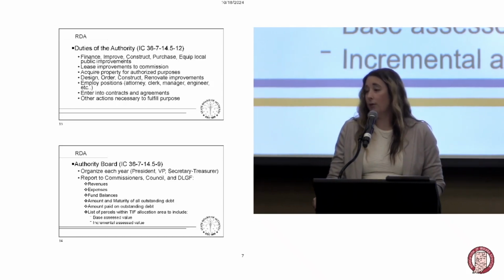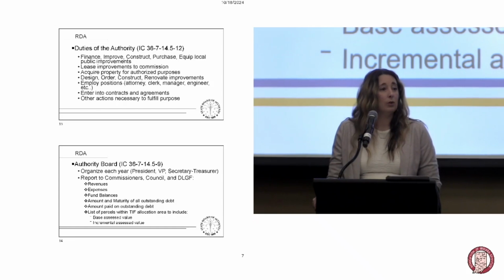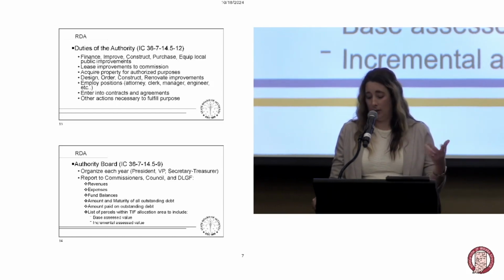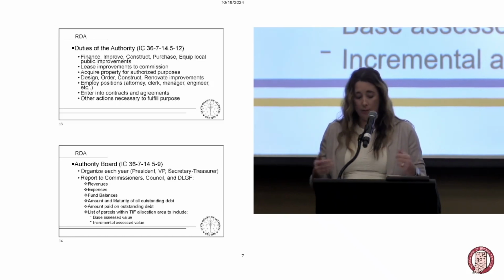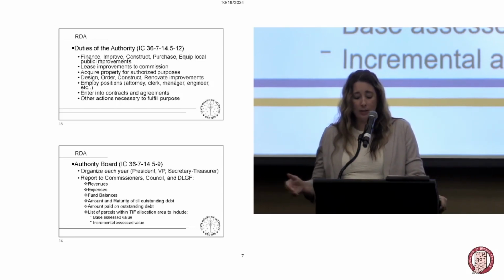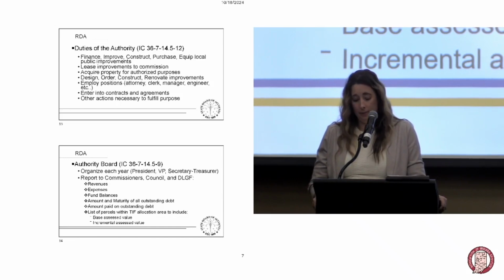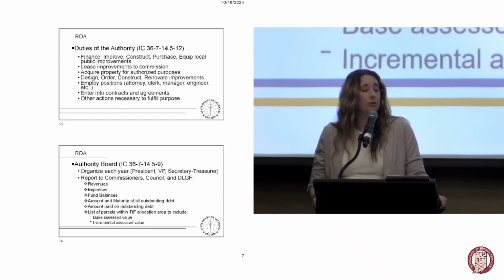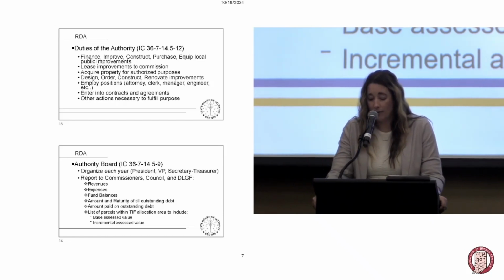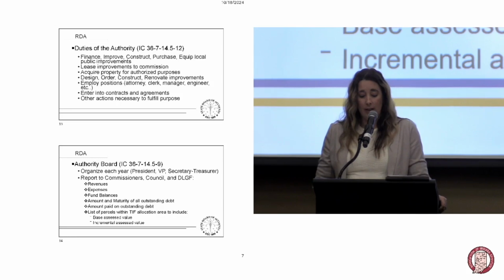And it has to include several things. It has to include what revenues they've brought in, what expenses they've paid, their fund balances, okay? So similar to your AFR report, they should see those. A ledger could work possibly. They have to let everybody know the amount and the maturity date for all outstanding obligations. They have to let them know how much they paid on all outstanding obligations. And they have to give a list of all parcels that are included in each tax increment financing district allocation area that includes the base assessed value and the incremental assessed value.